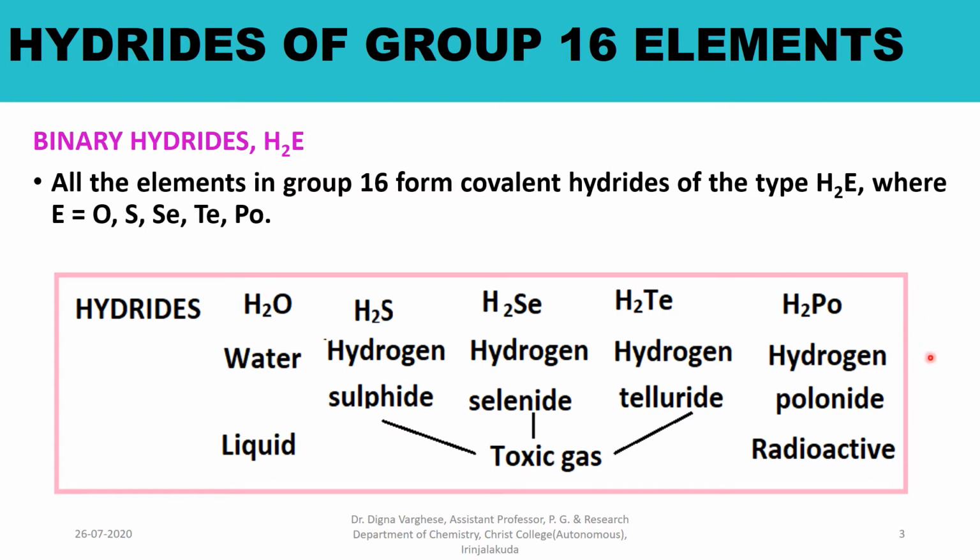Polonium hydrate, or hydrogen polonide, is not easy to work with because of the high radioactivity of polonium and its compounds. Hence it has only been prepared in trace quantities. Physical properties of hydrogen polonide are not definitely known.